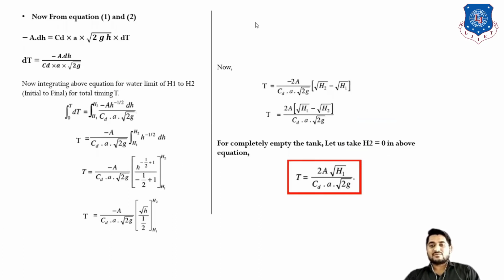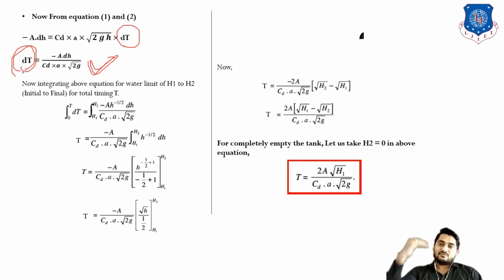Now equation 1 is the volume from the sketch and 2 is the volume from theoretical data. So comparing equation 1 and 2, we will get minus A into dh equals CD a under root 2g h into dt. We have to find the value of time. So let us make dt the subject. So this is our available equation. It is the time required for small height dh. We have to find the time required to empty the tank. So let us consider now the water level goes from h1 to h2. So integration of the above equation will be done from h1 to h2. So integration of 0 to T time is equal to this side, integration of initial level to final level.